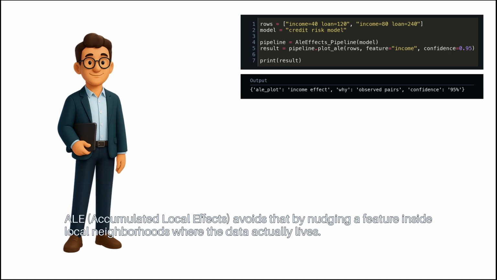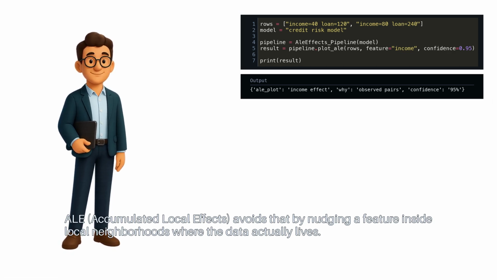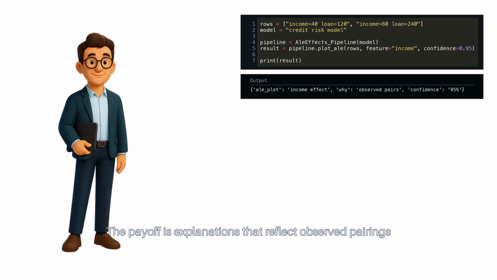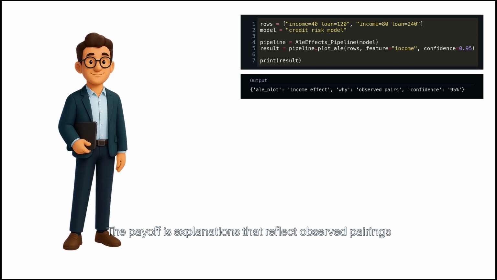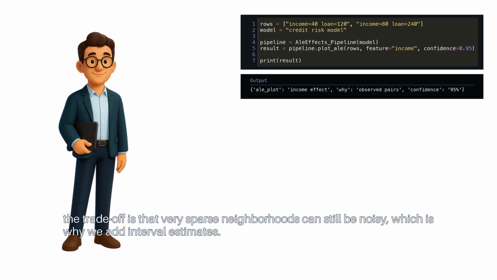ALE, accumulated local effects, avoids that by nudging a feature inside local neighborhoods where the data actually lives. The payoff is explanations that reflect observed pairings. The trade-off is that very sparse neighborhoods can still be noisy, which is why we add interval estimates.